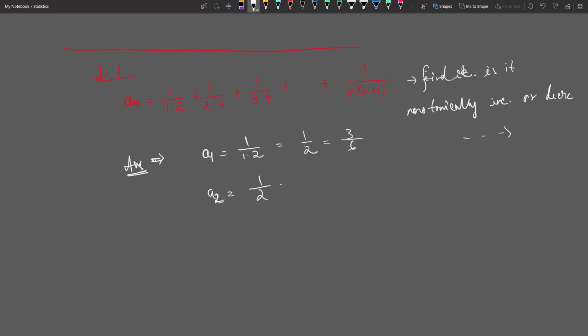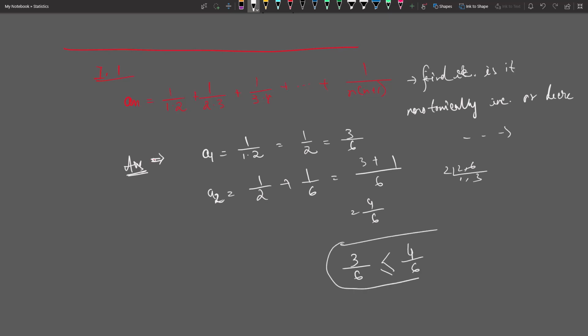A2 will be 1 by 2 plus 1 by 6, and this is sort of 6, 3 plus 1, 4 by 6. And you can see this 3 by 6 is less than or equal to 4 by 6. So what will be an, and the other term an plus 1. The first term is less than or equal to the second term, and that will follow the third term also.